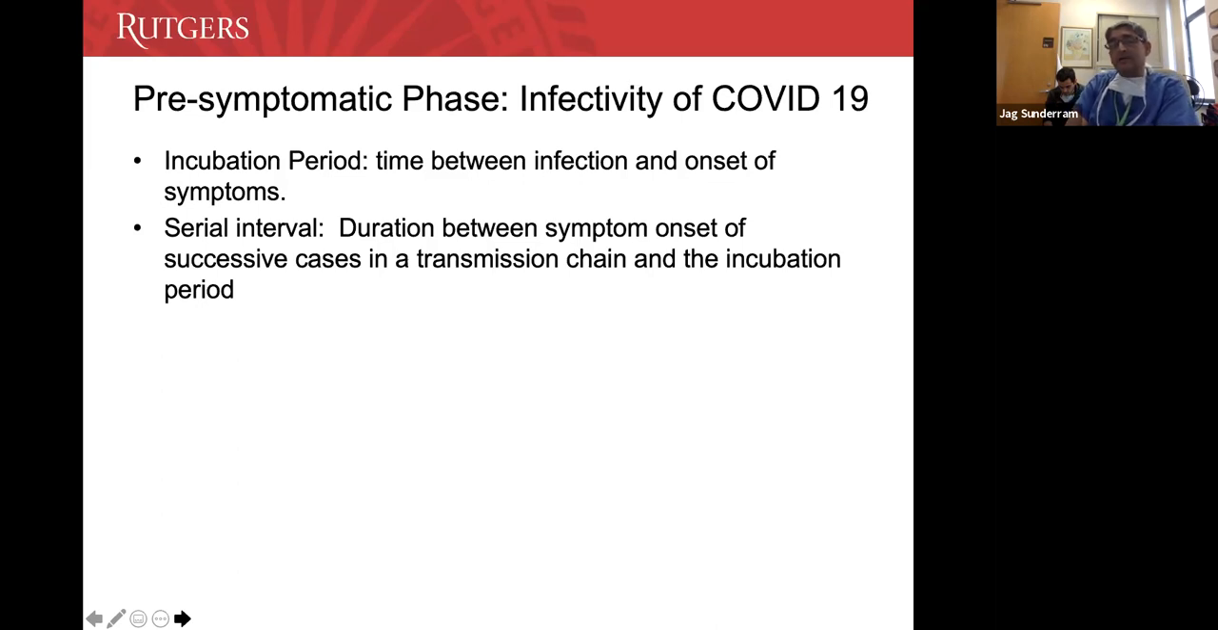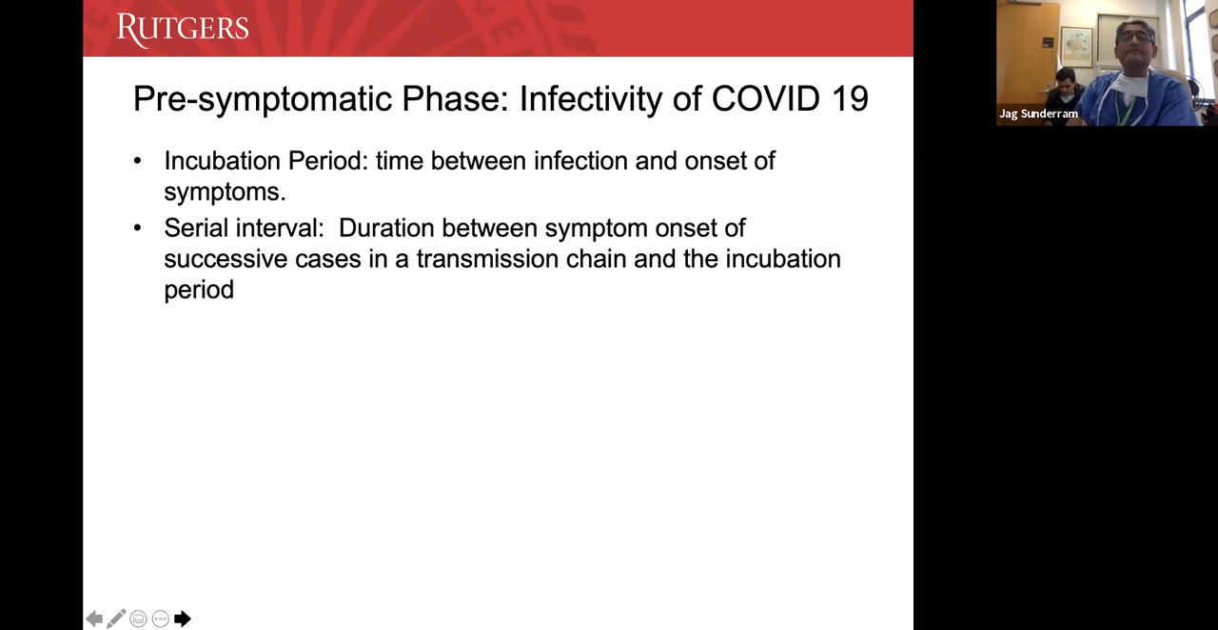So I'm going to use a couple of terms here. Incubation period, I think all of us know what that means. It's the time between infection and onset of symptoms. And then there's something called the serial interval, which is the duration between symptom onset of successive cases in a transmission chain.